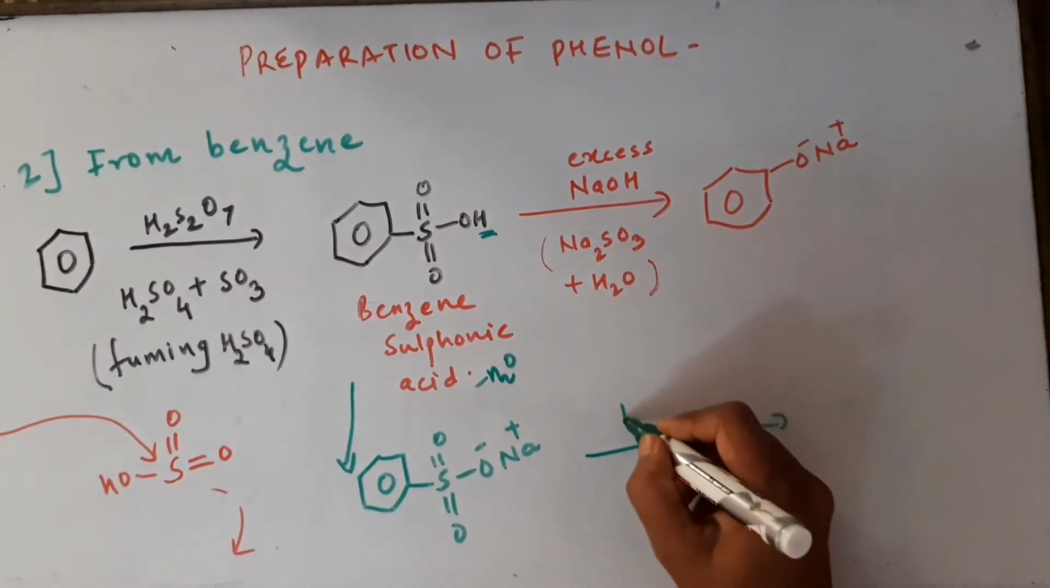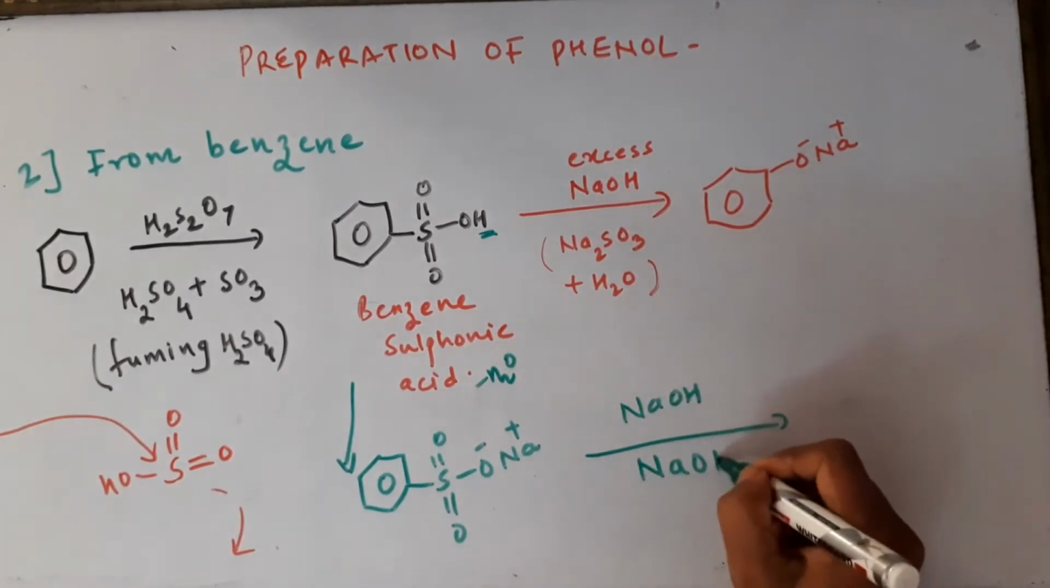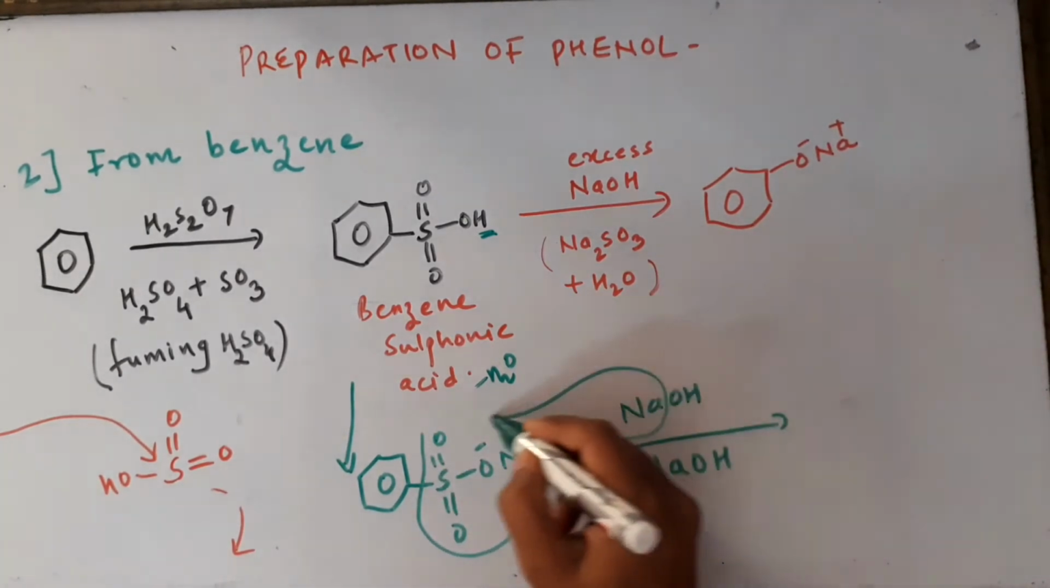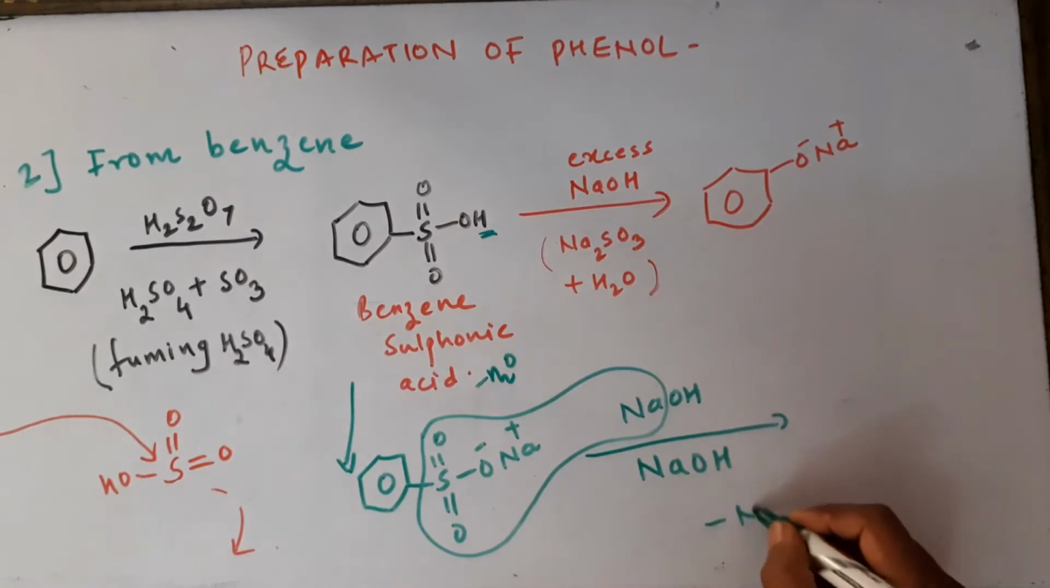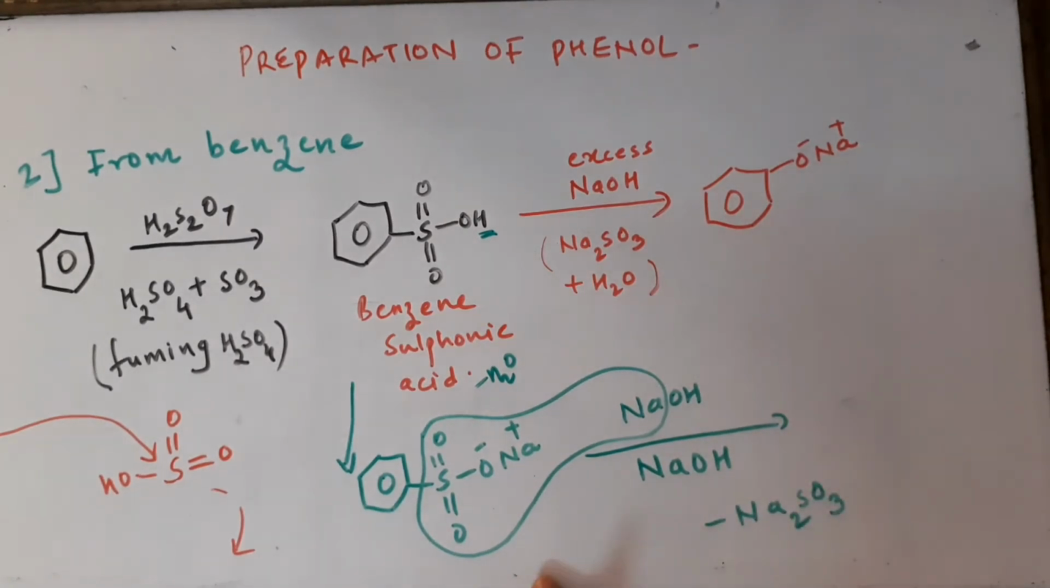Still we are continuing with excess of sodium hydroxide. So much of sodium hydroxide you're adding. So this entire thing will go out. Look at that. So we'll be releasing out Na2SO3, sodium sulfite, as one of the products.